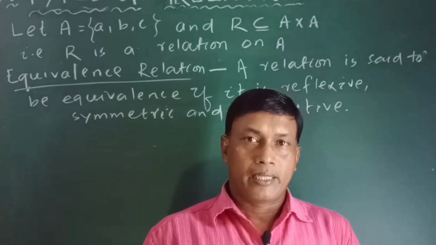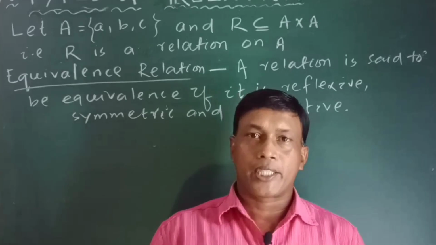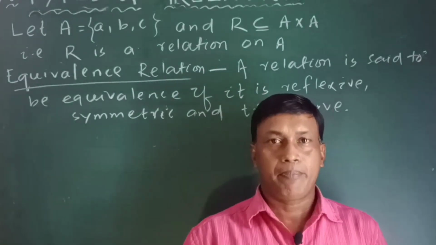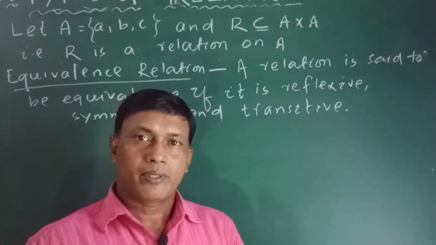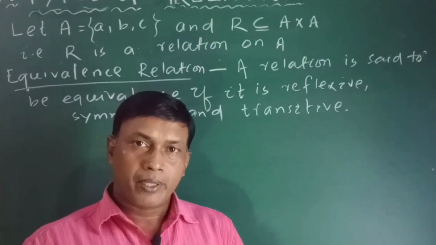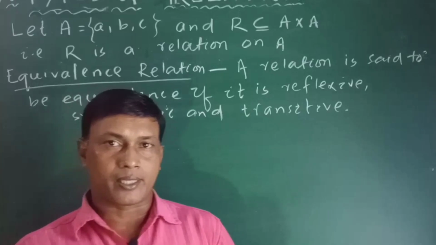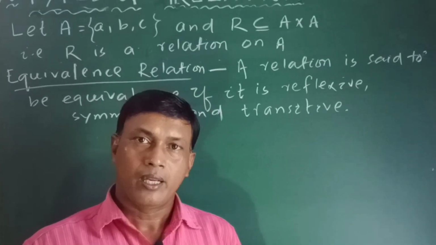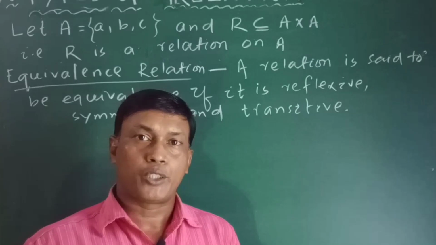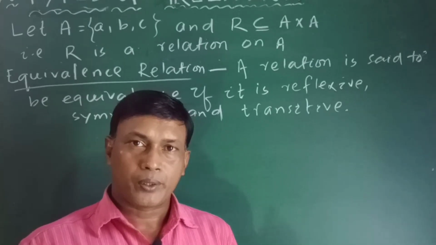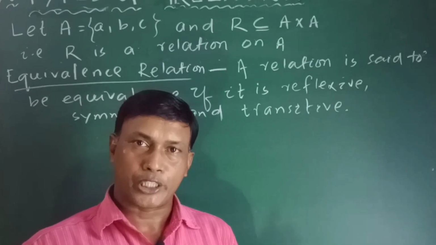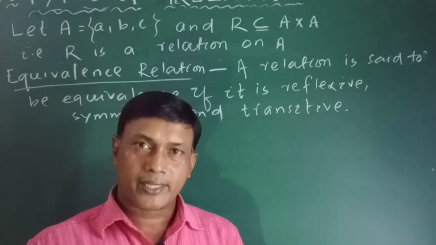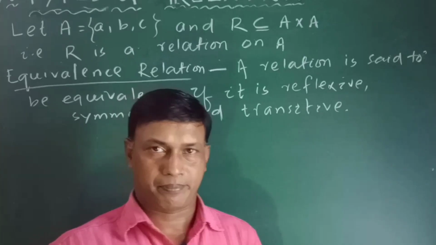Very important is the equivalence relation. A relation is said to be an equivalence relation if it is reflexive, symmetric and transitive. If any relation satisfies these 3 conditions, reflexive, symmetric and transitive, then the relation is known as an equivalence relation. So, if you want to verify that the given relation is an equivalence, you have to show the given relation is reflexive, symmetric and transitive.